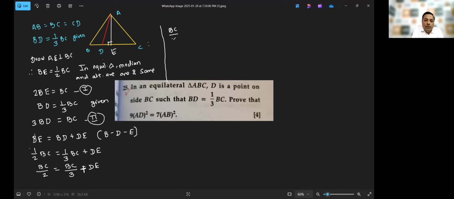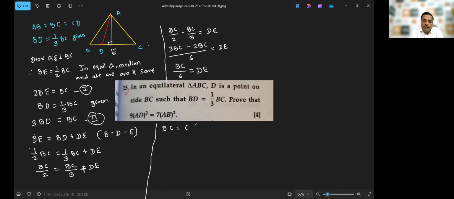So BC by 2 minus BC by 3 is equal to DE. So do the LCM, cross multiply. 3BC minus 2BC upon 2 times 3, 6. So what will happen? 3BC minus 2BC, that is BC only. So BC upon 6 is equal to DE. Okay, so we shifted 6 there, so what will be the value of BC? 6 DE. So we can write this one is 3rd.